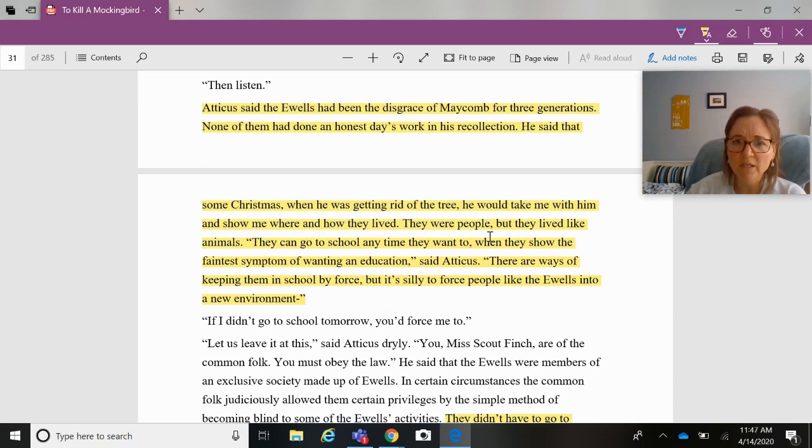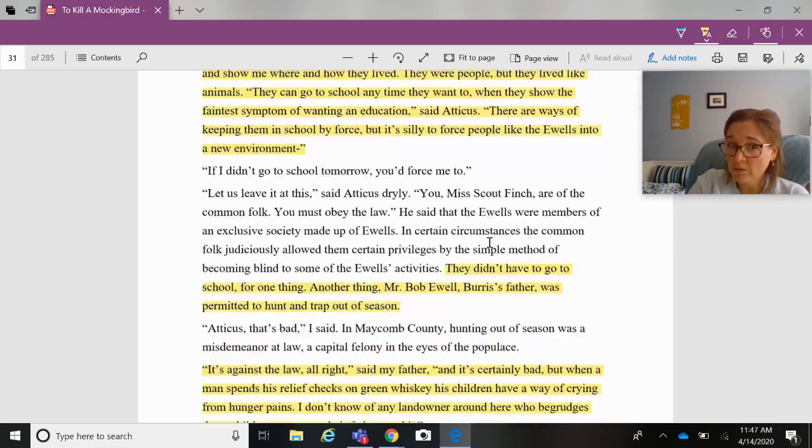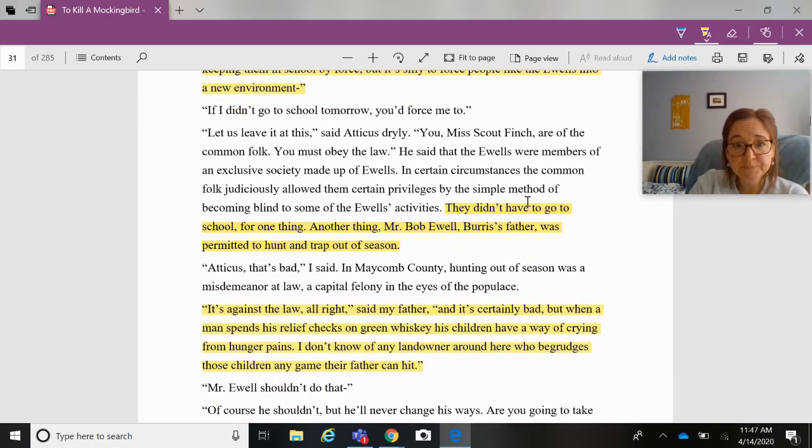So some Christmas, when he's getting rid of the tree, where do you take a Christmas tree when you're getting rid of it? My inference here is the dump, right? So when he takes it to the dump and he's throwing it away, the Yules live at the garbage dump. And they don't go to school. What else? Let's see. They didn't have to go to school, for one thing.